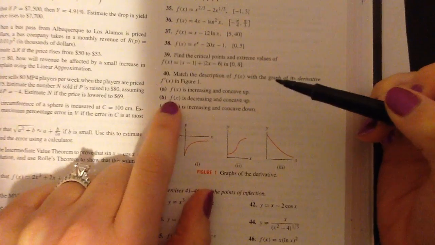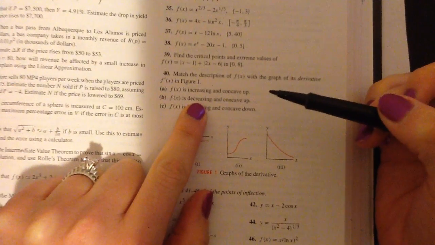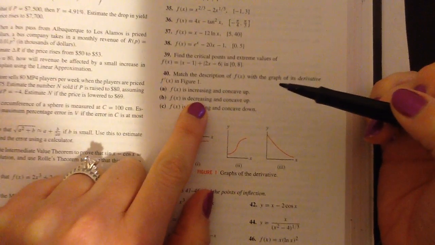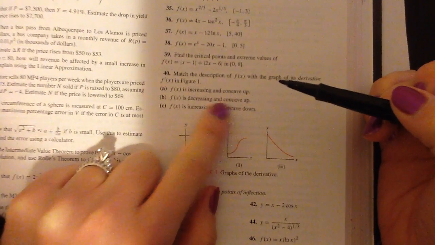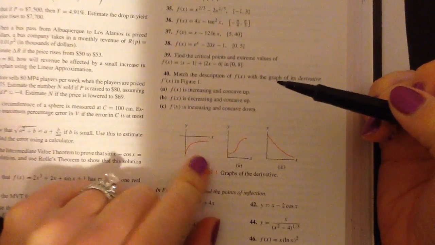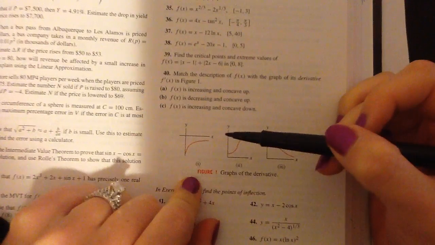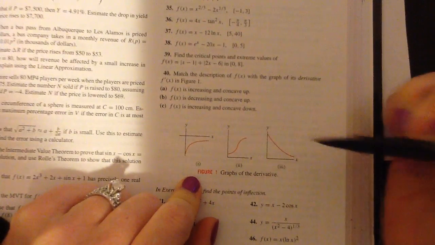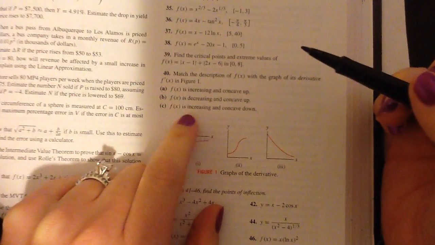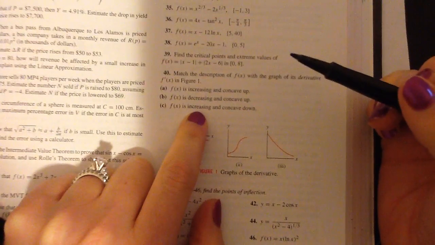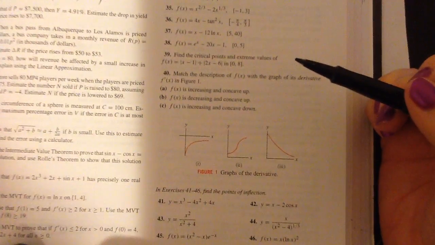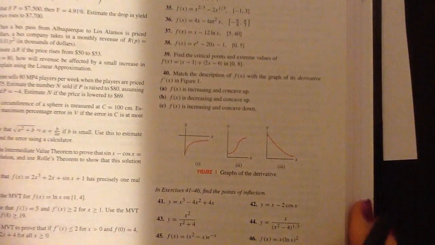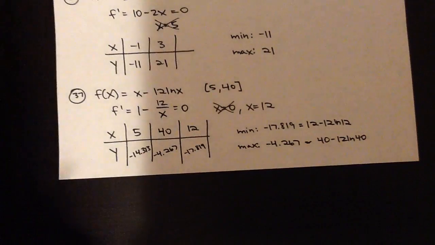For B, if f of x is decreasing, that means f prime is negative, and if f of x is concave up, that means f prime is increasing. So f prime should be negative and increasing. That's this one. So B is Roman numeral number 1. And that, of course, leaves C for 3, but let's just recap. F prime should be positive and decreasing, and that matches with this one right here. So C matches with 3.